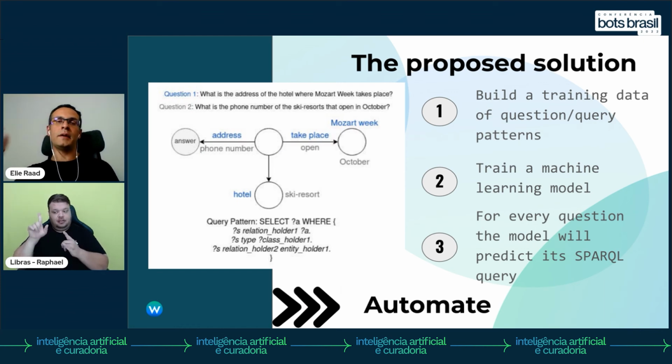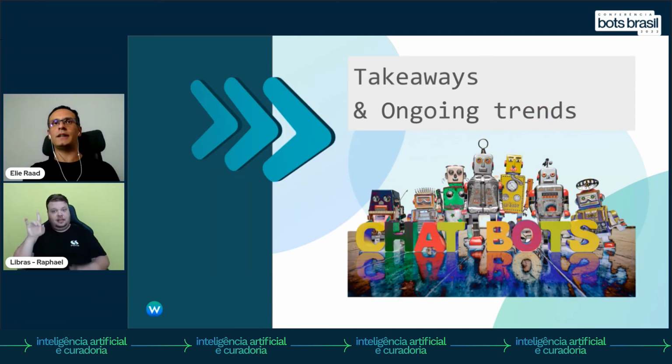So, three very high-level steps. We need to build a training data of question and answer query. We train a machine learning model, and then for every question, the model will predict the SPARQL query that corresponds to the user query. This is a research work. You can check it on the link that I provided.